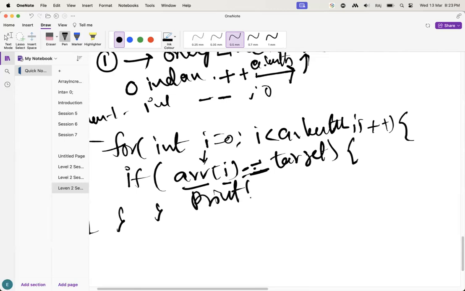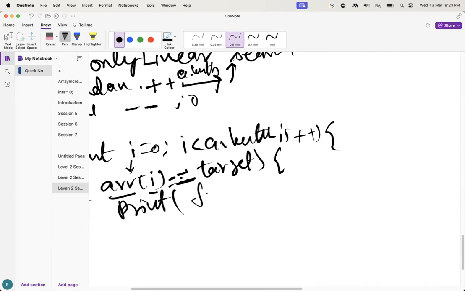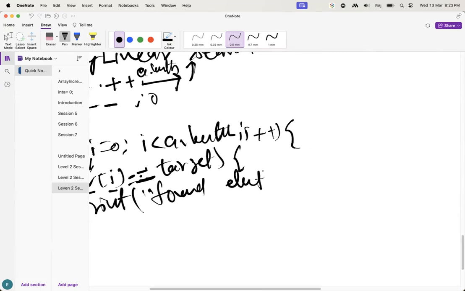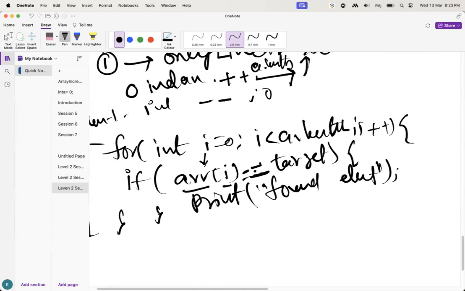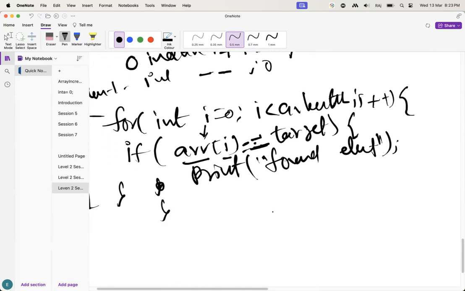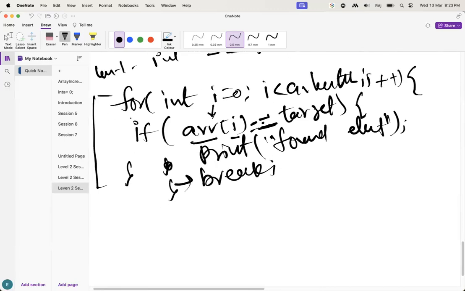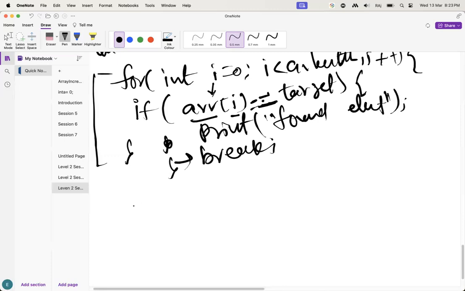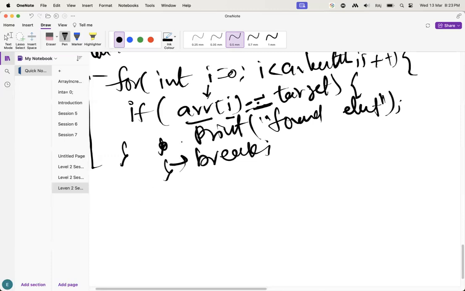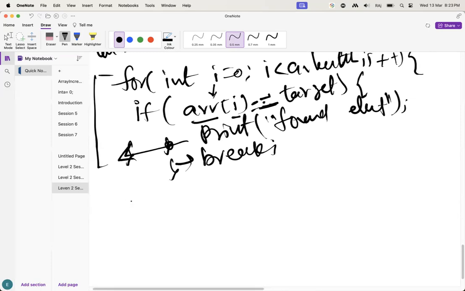If found, we print that we found the element. Guys, once we have found the element, is it required to iterate the loop again? No need. Once we found it, we have to come out of the loop, so that's why we have taken a break here. Once out of the for loop, if we found the element, fine. Otherwise, we just print not found.